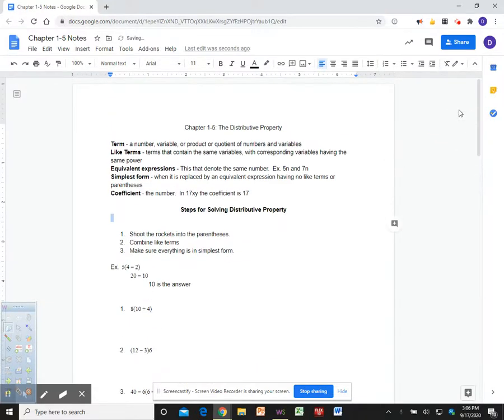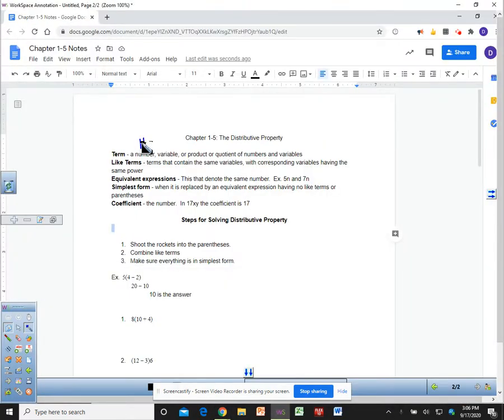Hi guys, today we're going to be doing 1-5, which is on the distributive property. A few things we're going to talk about vocab wise. The first one is term. A term, we've talked about this before. A term can be a number, it can be a variable like R, or it can be the product or quotient of either a number and variable. So we could have 5x, which is considered a term. 7 over R is a term, or R over 7 is a term.